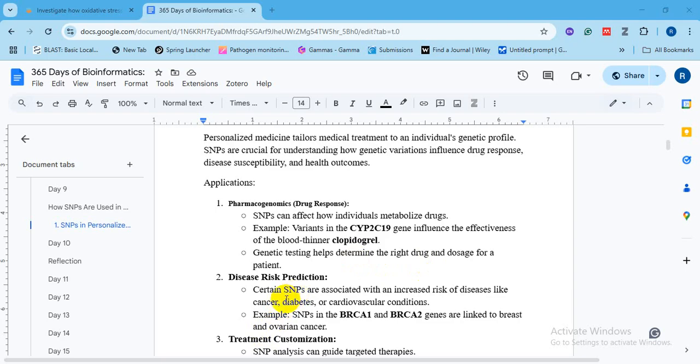Number 2, disease risk prediction. Certain SNPs are associated with an increased risk of diseases like cancer, diabetes, and cardiovascular conditions. Examples: SNPs in the breast cancer antigen 1 (BRCA1) and BRCA2 genes are linked to breast and ovarian cancer.